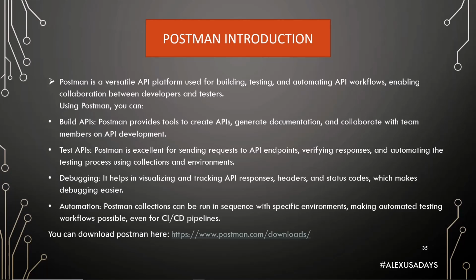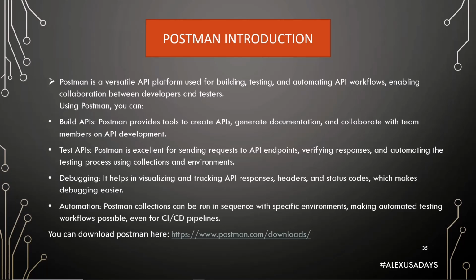With Postman, you can test APIs. Postman is excellent for sending requests to API endpoints, verifying responses, and automating the testing process using collections and environments. Debugging, it helps in visualizing and tracking API responses, headers, and status codes, which makes debugging easier. Postman is great for automation. Postman collections can be run in sequence with specific environments, making automated testing workflow possible even for CI/CD pipelines.